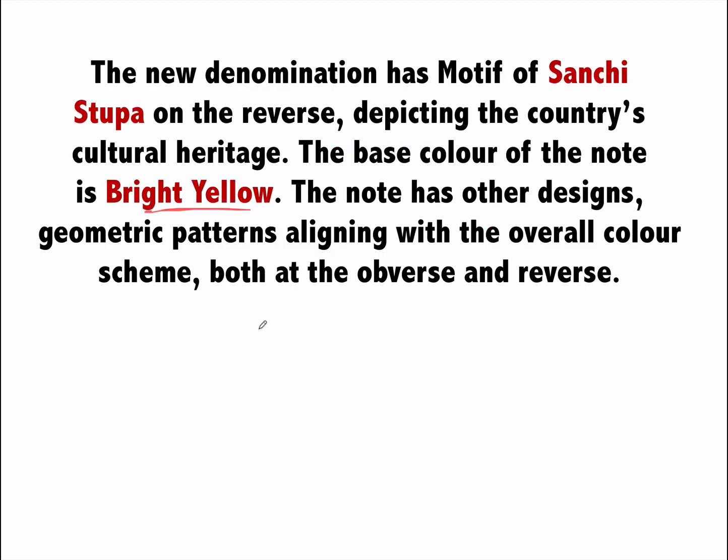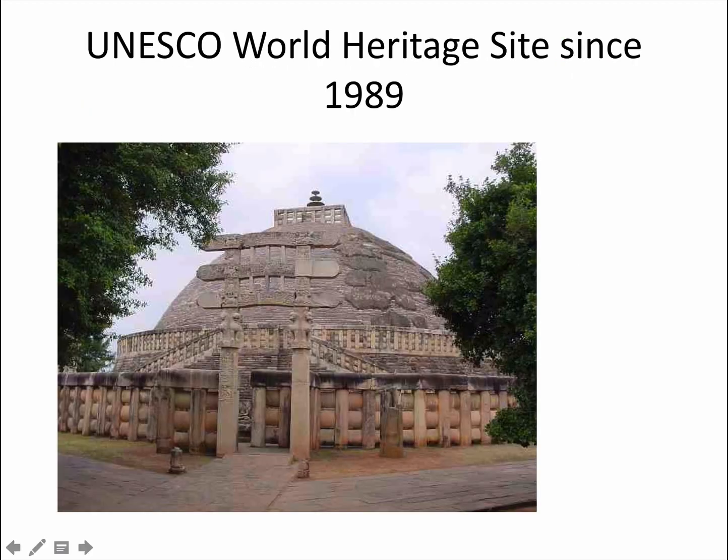And the note color is bright yellow. The 50 rupee note that was launched just few days back, it has fluorescent blue color, and this note is bright yellow. Now on Twitter I was reading that some people are saying that it is dosa color, and the Sanchi Stupa motif is there on the reverse side.